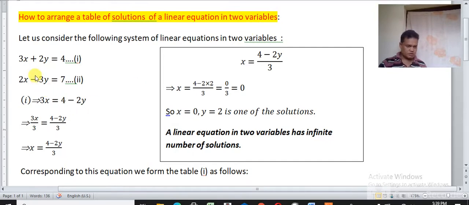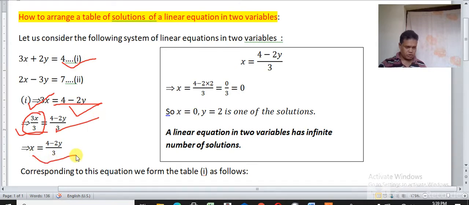So let us consider the first equation: 3x plus 2y equal to 4. This is the first equation. Keep x on the left hand side, then bring all the remaining terms to the right hand side. So plus 2y will be minus 2y on the right hand side. We need to keep the value of x only, so divide the left hand side by 3, then the right hand side also by 3. So x equal to (4 minus 2y) by 3.